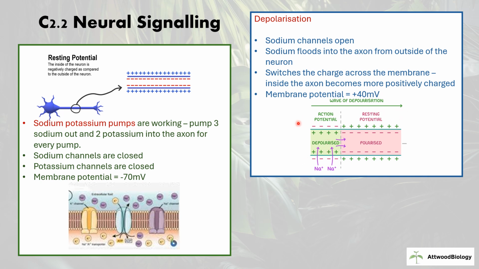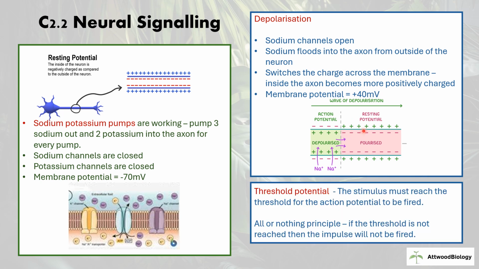So therefore, this area of depolarization will move to the next section of the axon. We've also got the threshold potential. Now, the threshold potential is the potential that must be reached in order for the action potential to be sent.